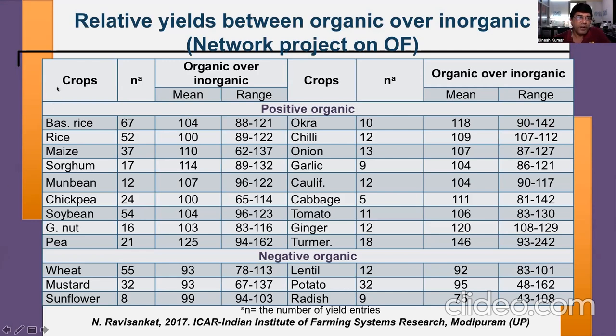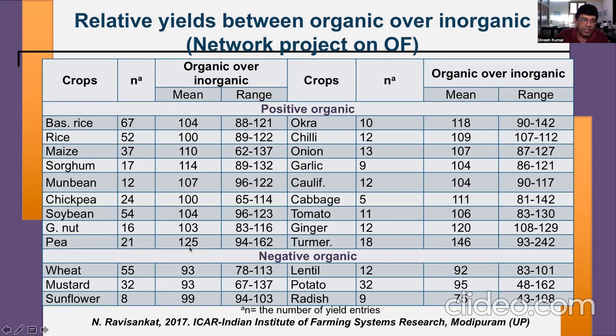So you can see here different crops, the number of experiments and trials, mean values and the range. That means how much is the mean yield and how much is the range. Organic over inorganic: basmati rice, for example, is 104%, meaning 4% more than conventional farming. Rice 100% means equal yield. Maize 110 means 10% more in organic compared to conventional.